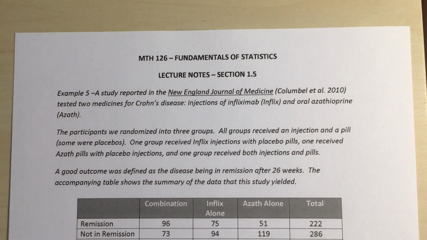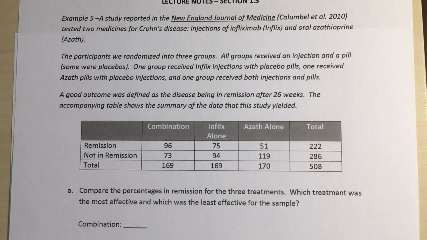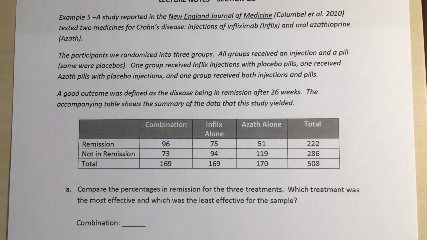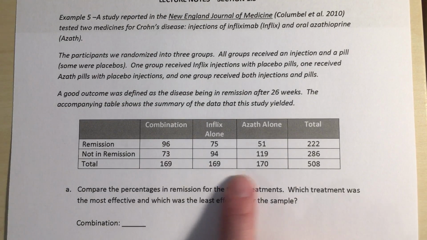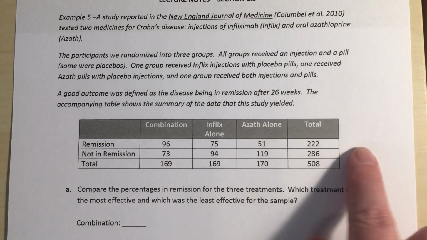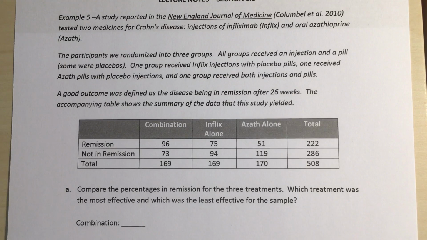Right, so we're comparing these two different medications. Some groups only got one of the medications, whether it was the injection or the pill, and then one group of the three groups got a combination of both. For each of these three groups, our combination, our Inflix, and our Azath, we're given numbers. And then going across, we have our totals of people in remission, not in remission. Remember that this is from a previous section called a two-way table.